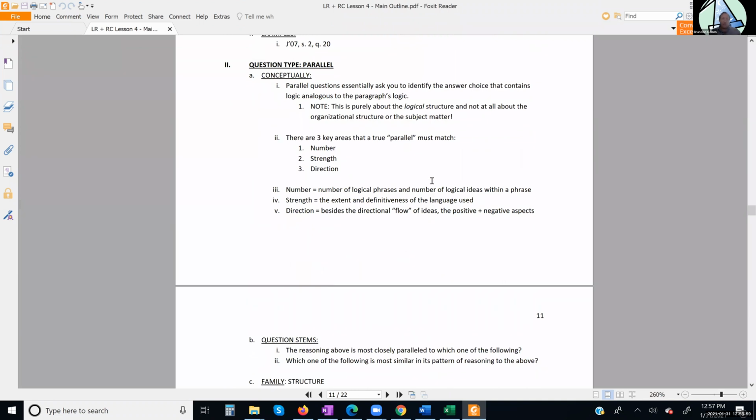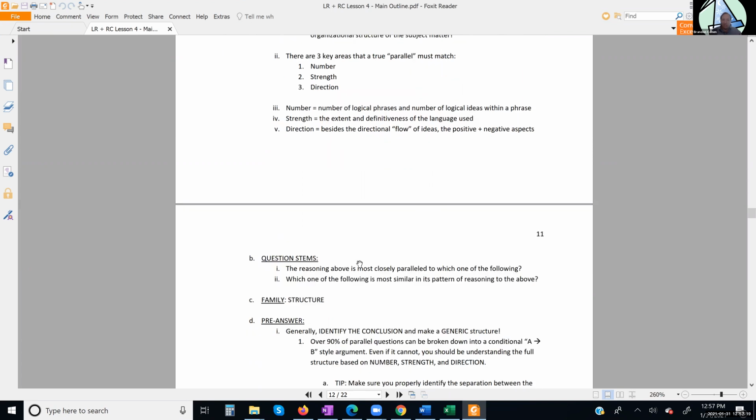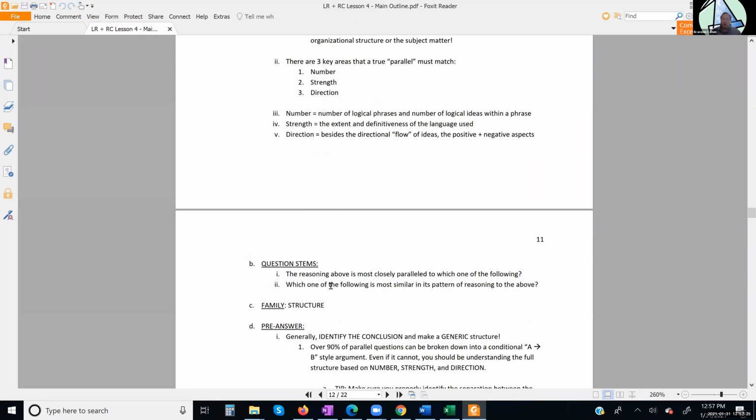Yep, parallel. Now, in getting into the explanation of what a parallel is, this is a very specific type of question that I always like to give a little bit of thorough explanation with. What they're asking for is a logically similar pattern of reasoning. If we look at the question stems, they'll say things like, which of the following most closely parallels, or the reasoning above most closely parallels, or which of the following is most similar in its pattern of reasoning. So they're talking about this similarity in pattern of reasoning. The idea is that, as with so much of this test, we need to make sure we understand the rules of what counts as a parallel.